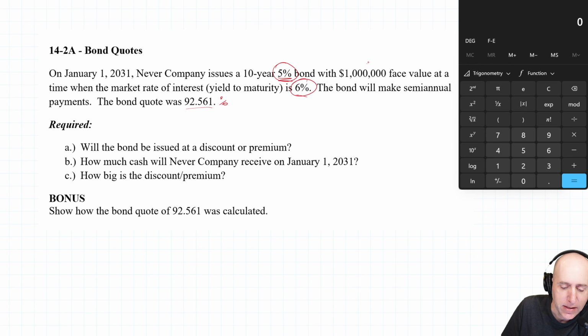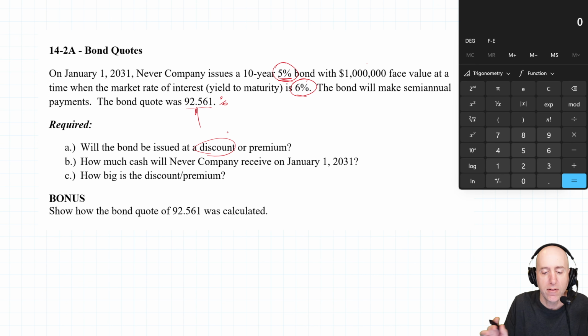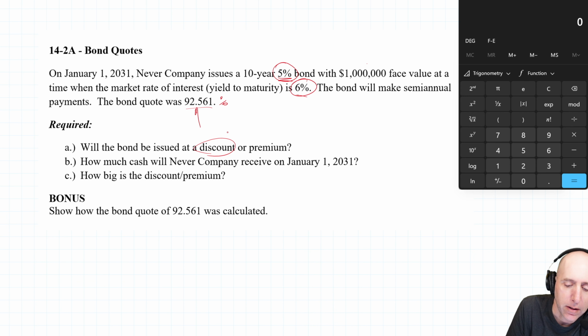Will the bond be issued at a discount or a premium? Discount, absolutely. If this number is below 100, it's a discount bond. But even if I didn't know the number, I could figure out it's a discount by the fact that our stated rate is 5 and the market rate is 6.